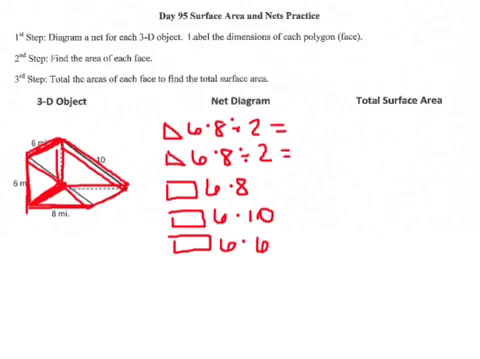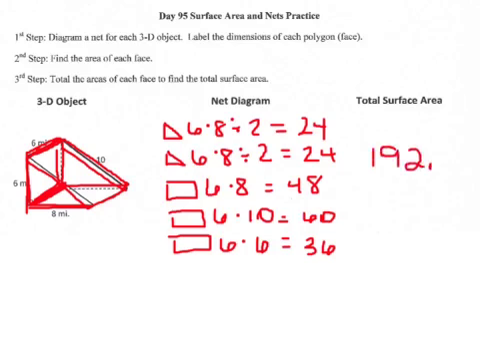So you calculate each of these, and you can use a calculator to help you. So the first one is 24, the second one is 24, the third one is 48, the fourth one is 60, the fifth one is 36, and so if you add them all up, your answer is going to be 192 miles squared. Remember, we're talking about area, so anytime we're talking about area or surface area, it's always going to be squared. So this is your answer.